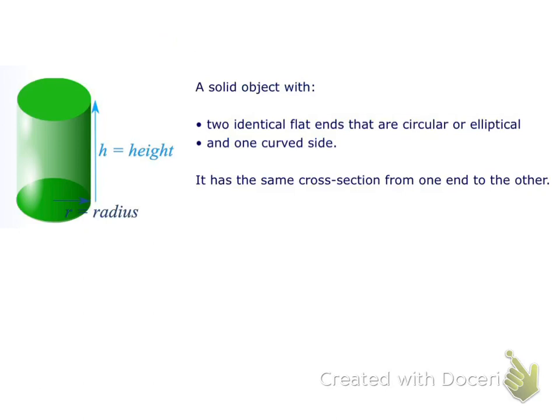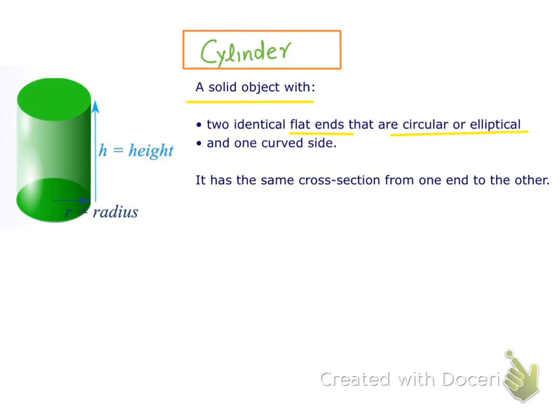Then we talk about the cylinder. What is a cylinder? A cylinder is a solid object with two identical flat ends that are circular or elliptical. Here you are going to learn about the circular one. In a prism you saw the bases were different: square, rectangle, triangle, could be anything. But if the bases are circular and there is one curved side, the side is not flat, it's curved, and this is called a cylinder.